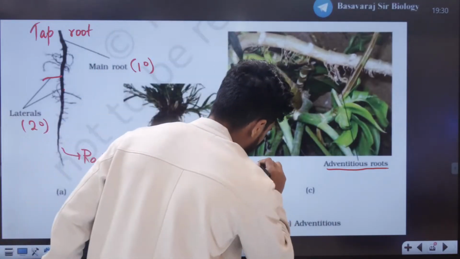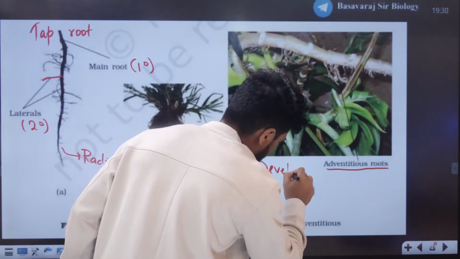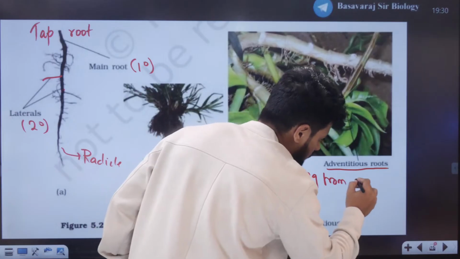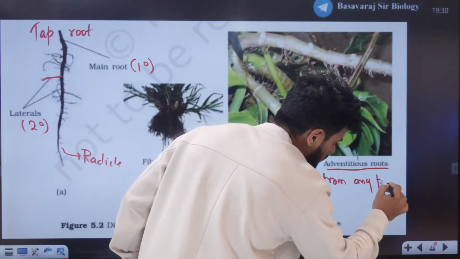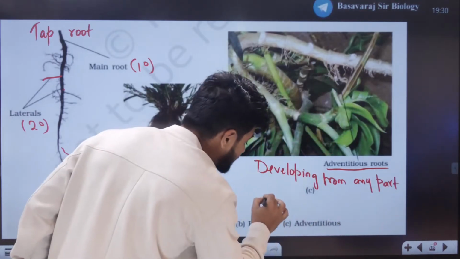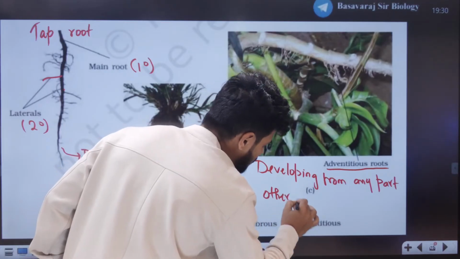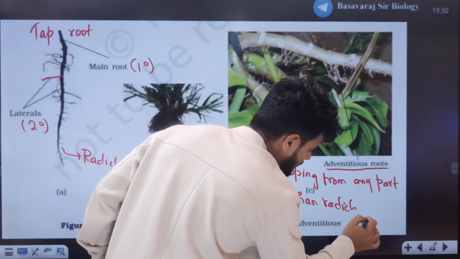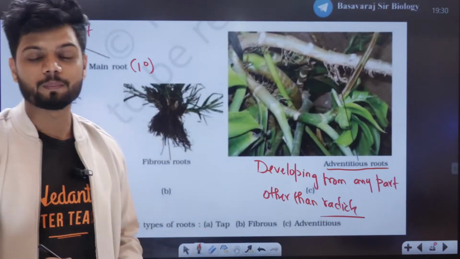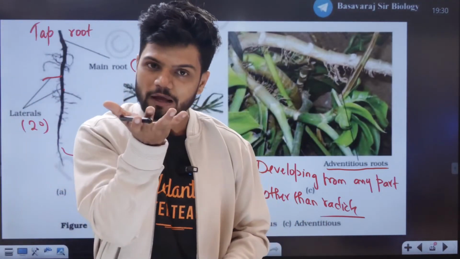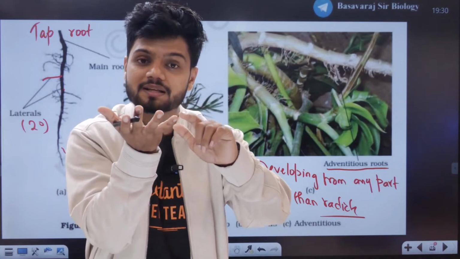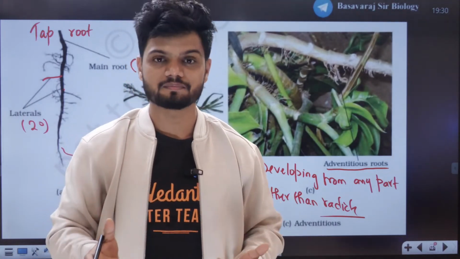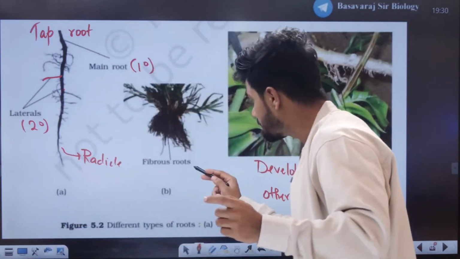Understand? It is developing from any part other than the radicle. For example, the leaf. You might have seen, right? Bryophyllum. On the Bryophyllum leaf, there are roots. From the stem, roots can arise. They can arise, right? Now, what is the fibrous root then?